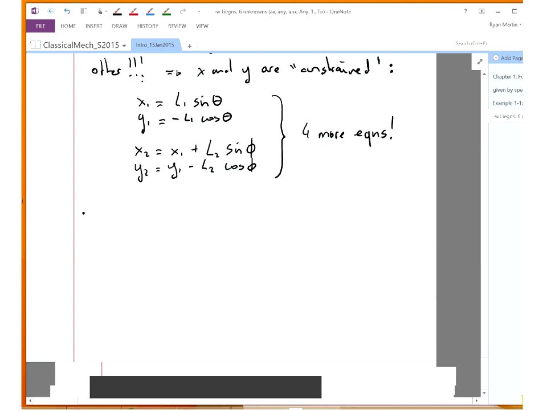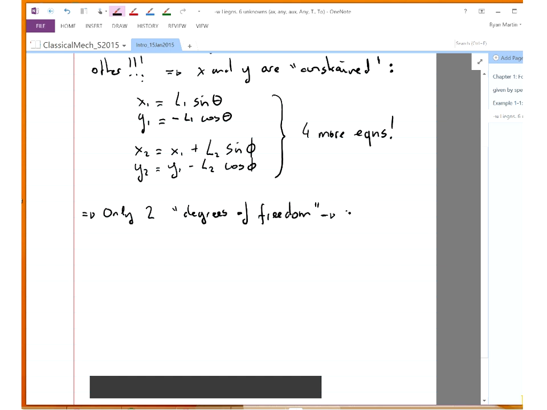So, based on what I just said, we have only 2 degrees of freedom. So we should get 2 ODEs to solve.